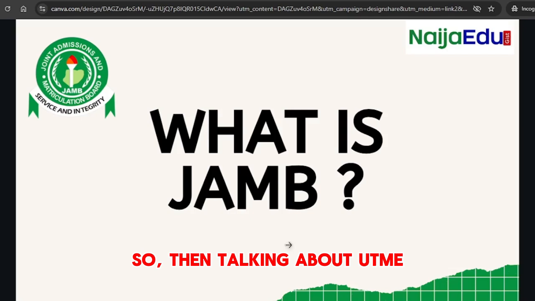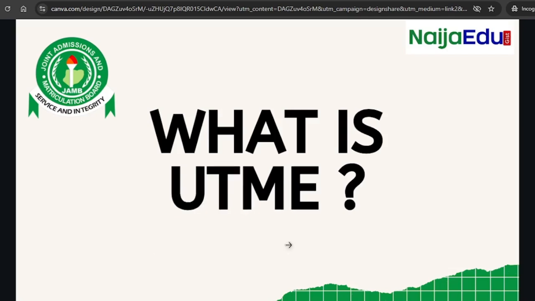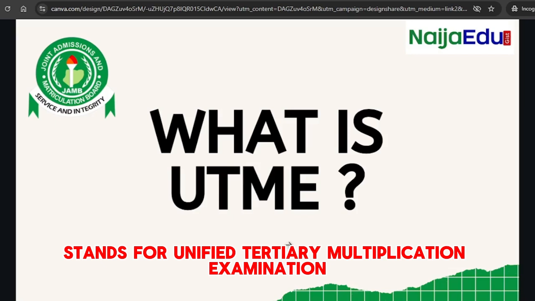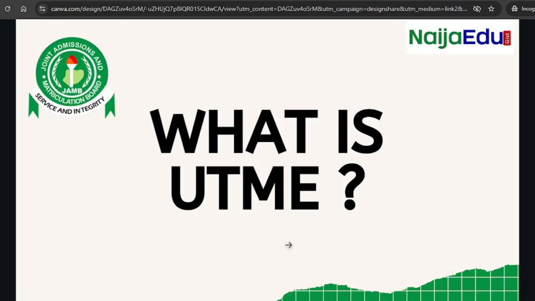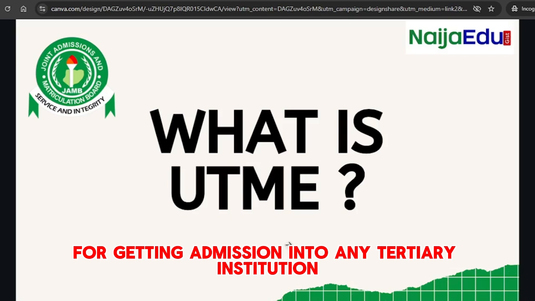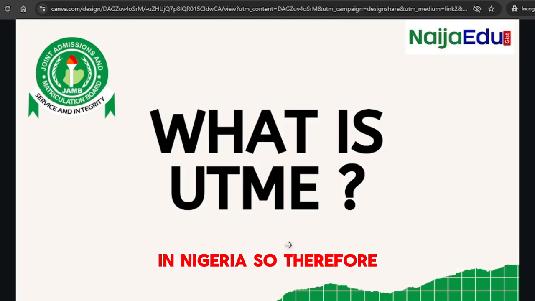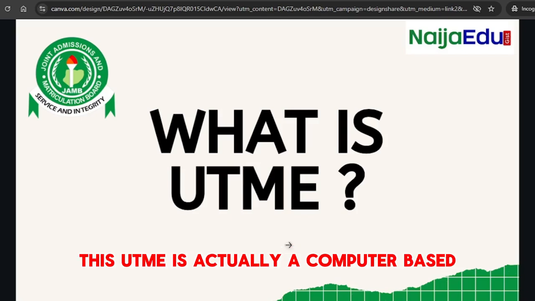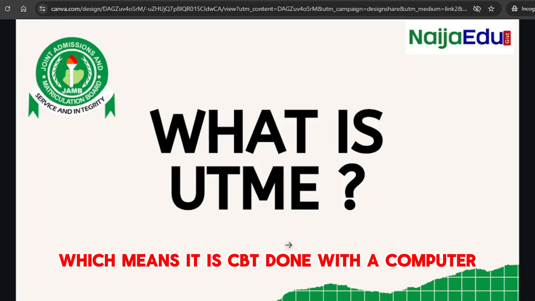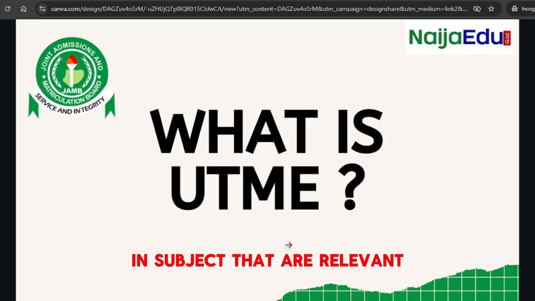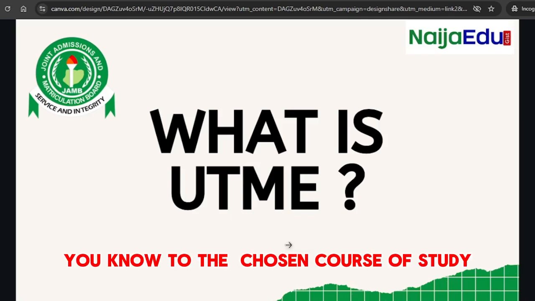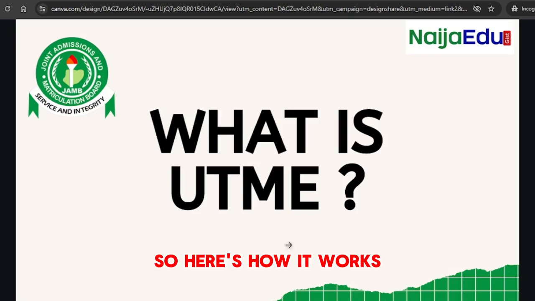So, talking about UTME, UTME stands for Unified Tertiary Matriculation Examination. This is the exam conducted by JAMB, and it is a requirement for gaining admission into any tertiary institution in Nigeria. This UTME is computer-based, which means it is CBT, done with a computer, and it is used to test your knowledge in subjects that are relevant to your choice of course of study.